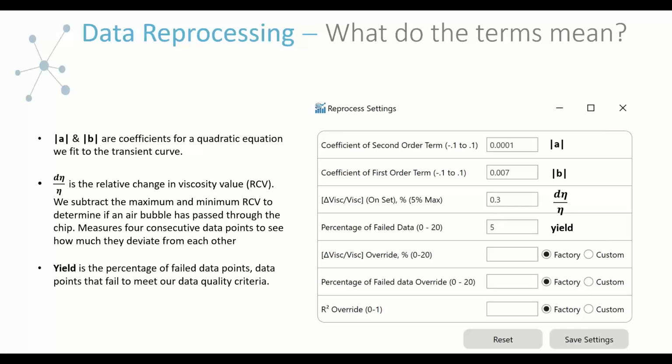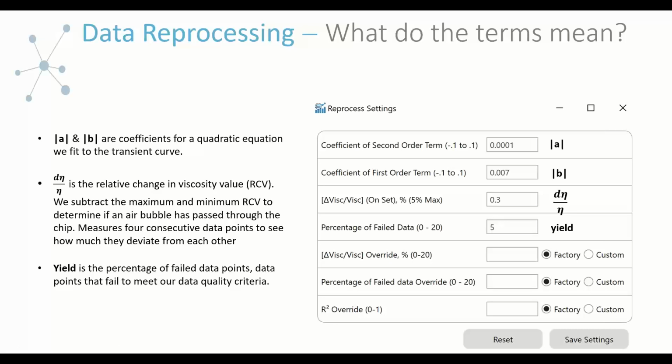The next way it flags data quality is what we call the relative change in viscosity value, RCV. We look at 4 consecutive data points. We subtract the minimum from the maximum relative change in viscosity to determine if an air bubble, for instance, has passed through. If those 4 data points deviate wildly, then that will be flagged as poor data quality.